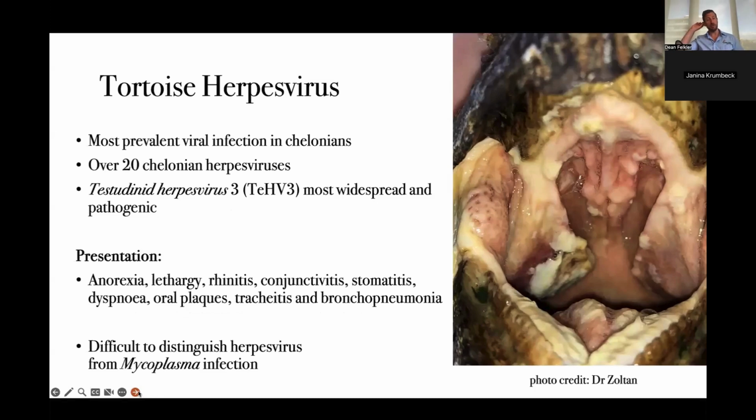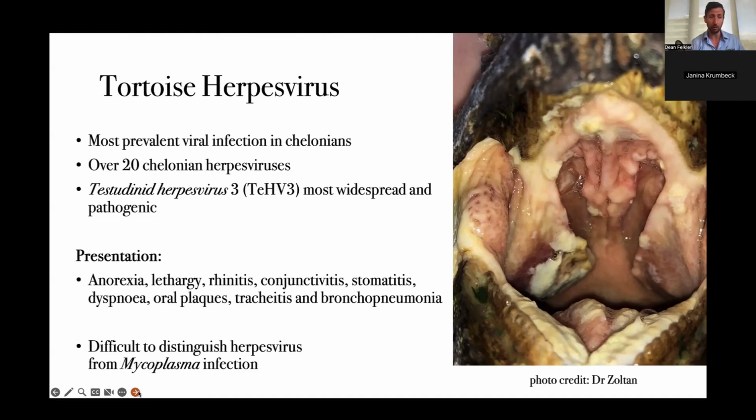So just going to touch on some viruses. Tortoise herpes virus is probably the main one that we do see in hospital. It is the most prevalent viral infection in chelonians. However, be aware it doesn't just affect chelonians, it affects most species, if not all species. But there's over 20 types of chelonian herpes virus. They don't just affect tortoises, they affect sea turtles, causing grey patch disease and some other diseases as well.